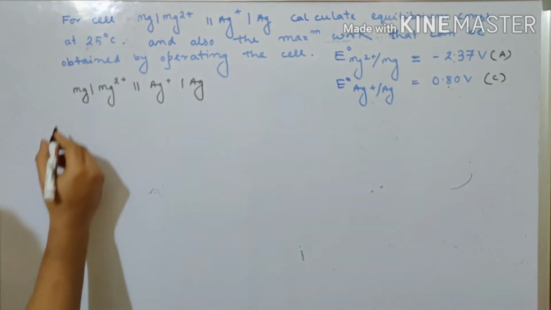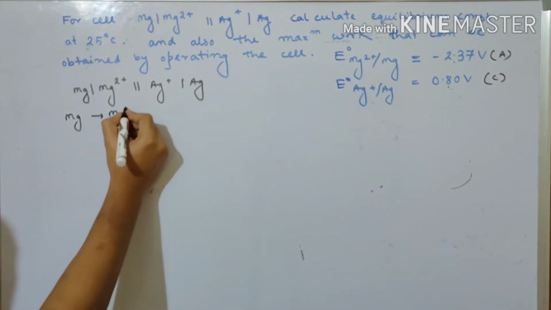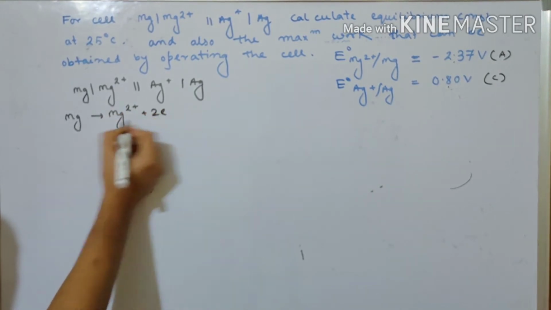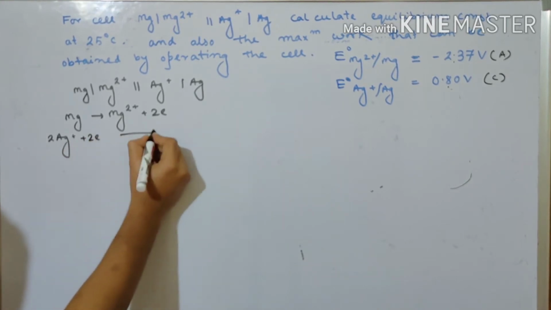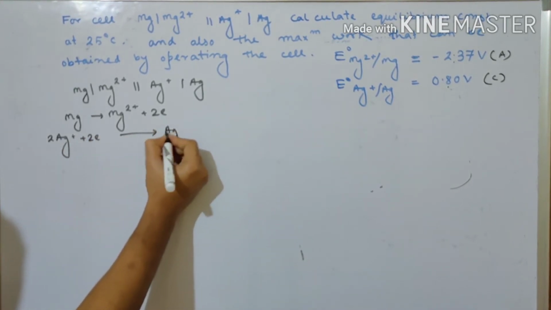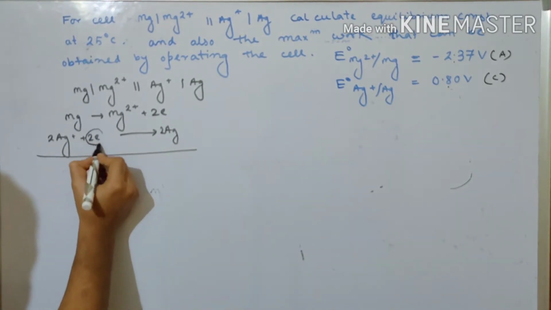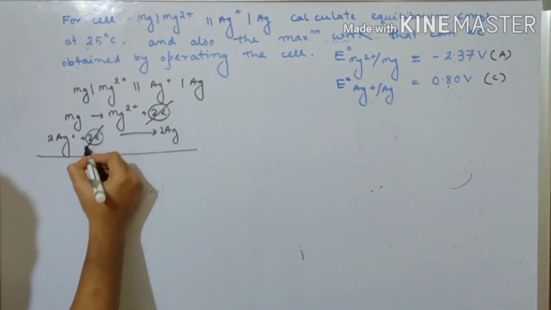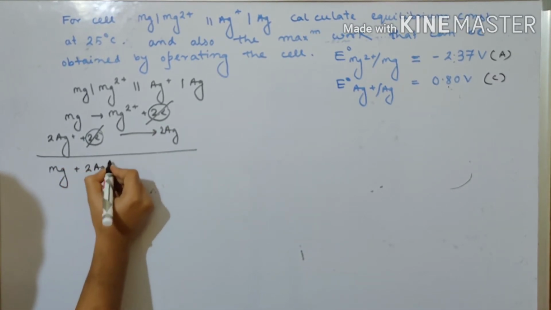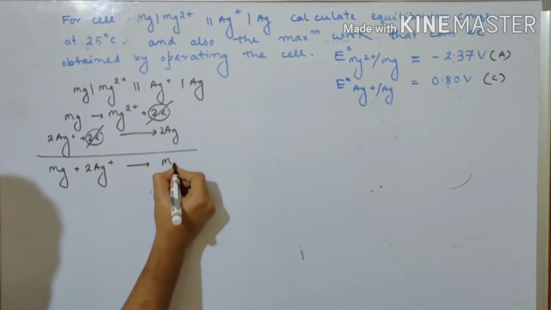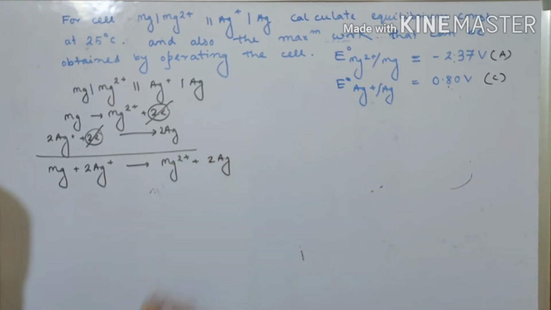Easily we can formulate the reaction also. Mg gives rise to Mg2+ plus 2 electrons, and 2Ag+ plus 2 electrons giving rise to 2Ag. Final reaction, again very easy: Mg plus 2Ag+ giving rise to Mg2+ plus 2Ag.